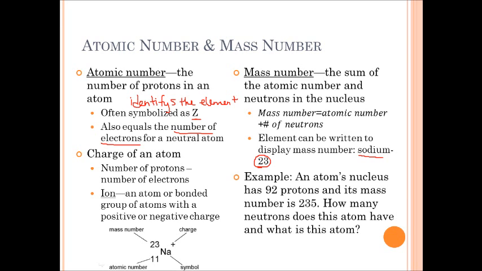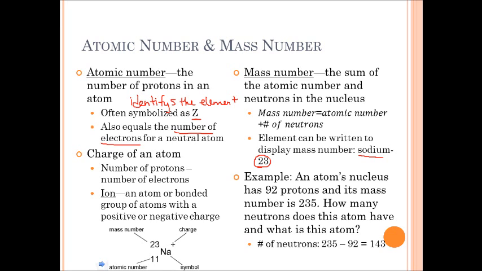So here's an example. An atom's nucleus has 92 protons, and its mass number is 235. How many neutrons does this atom have, and what is the element? Or what is the atom, excuse me. So, to figure out the neutrons, all you're going to do is subtract: 235 minus 92, which will give us 143. Remember, the mass number is the total of the protons and the neutrons, so you just subtract the protons from the mass number to get the number of neutrons.